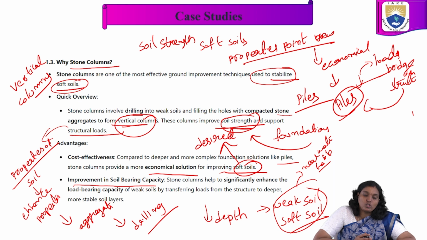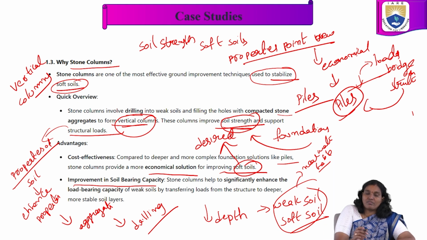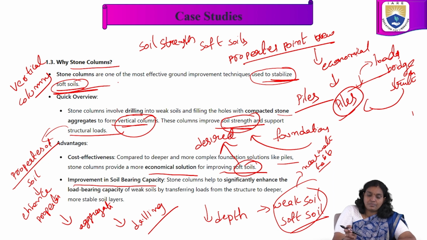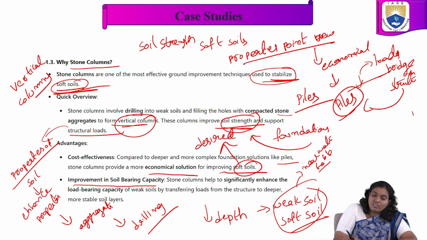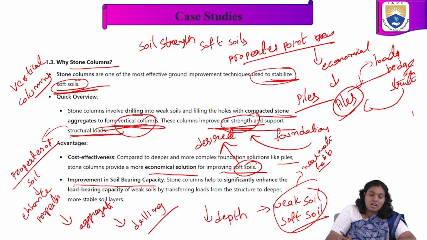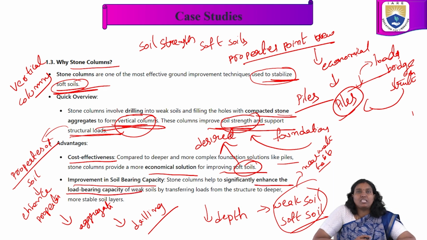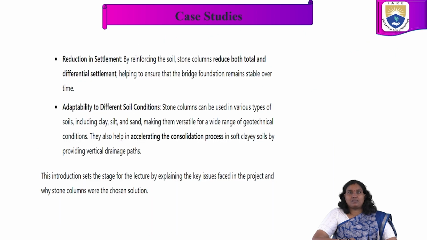That's why we choose these stone columns: because they stabilize the soft soils, compacted stone aggregates form vertical columns, improve soil strength and support structural loads, and it is also cost effective, and it significantly enhances the load bearing capacity of these soft or weak soils by transferring the loads from the structures to deeper, more stable soil layers.